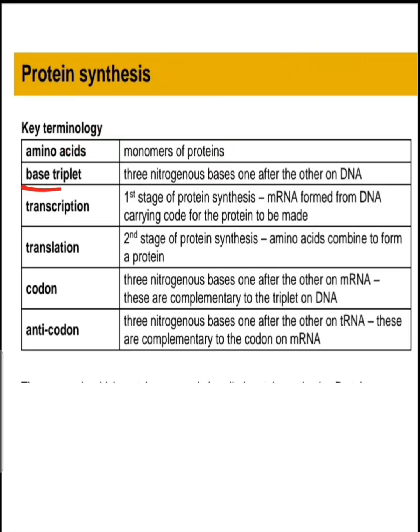Then we have base triplet. So base triplet is what? Three nitrogenous bases, one after the other on the DNA. After base triplet, we have codon. These are three nitrogenous bases, one after the other on mRNA, complementary to the triplet on the DNA. Then anticodon: these are three nitrogenous bases, one after the other on tRNA, thus complementary to mRNA.